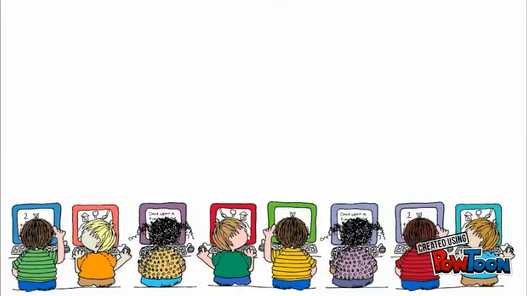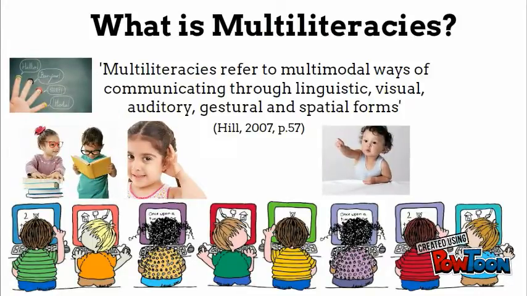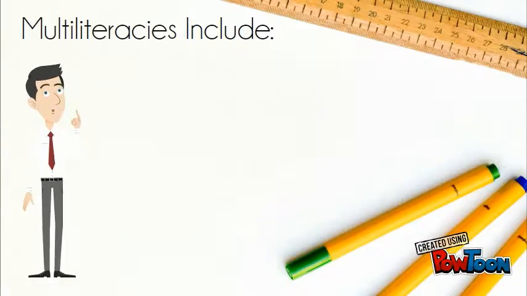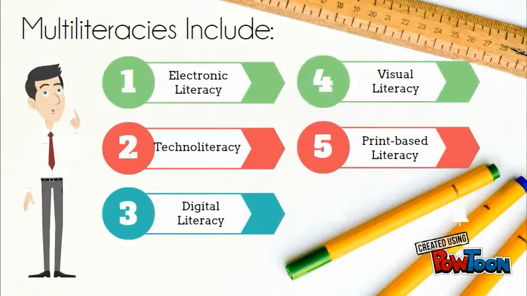So what is multiliteracies? Multiliteracies refer to the multimodal ways of communicating through linguistic, visual, auditory, gestural, and spatial forms. There are 5 different types of multiliteracies: electroliteracy, technoliteracy, digital literacy, visual literacy, and print-based literacy.